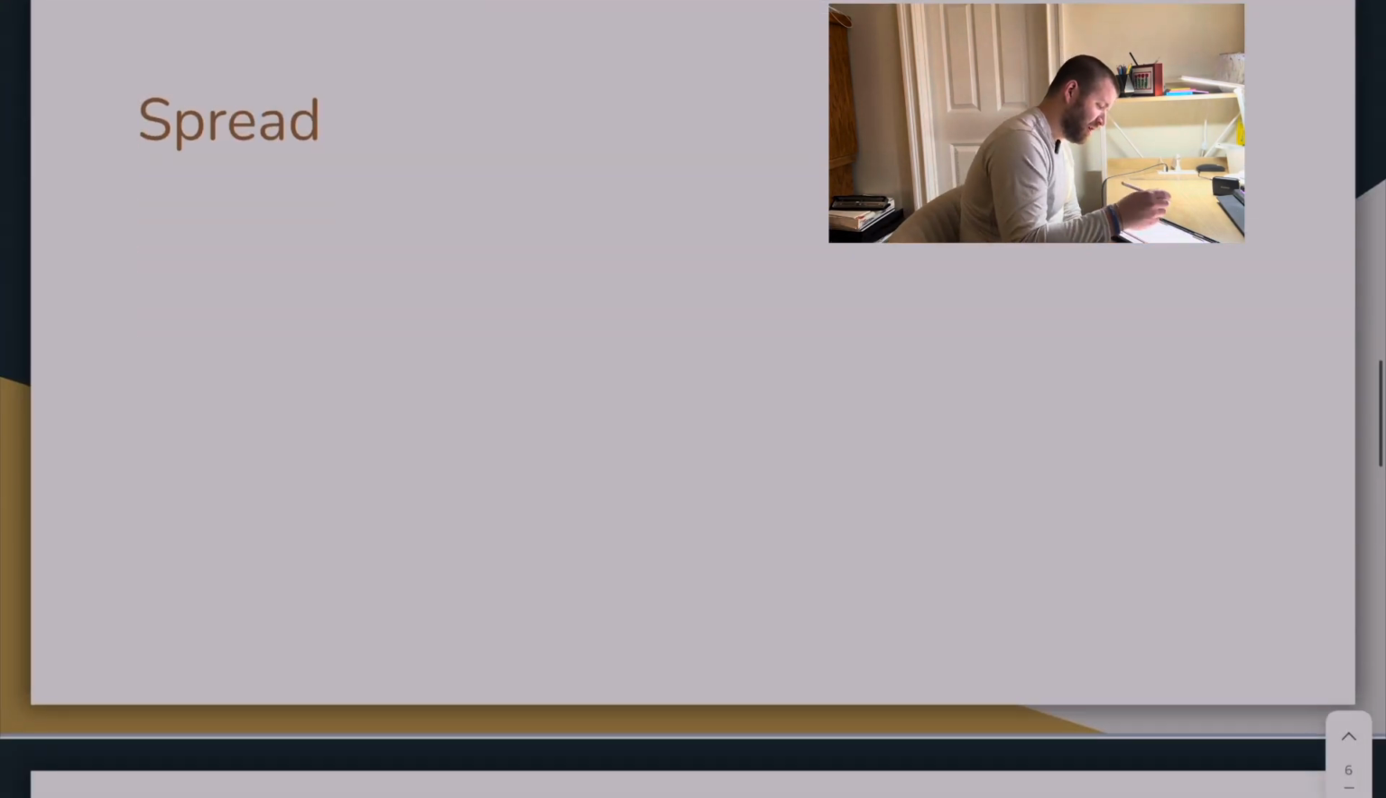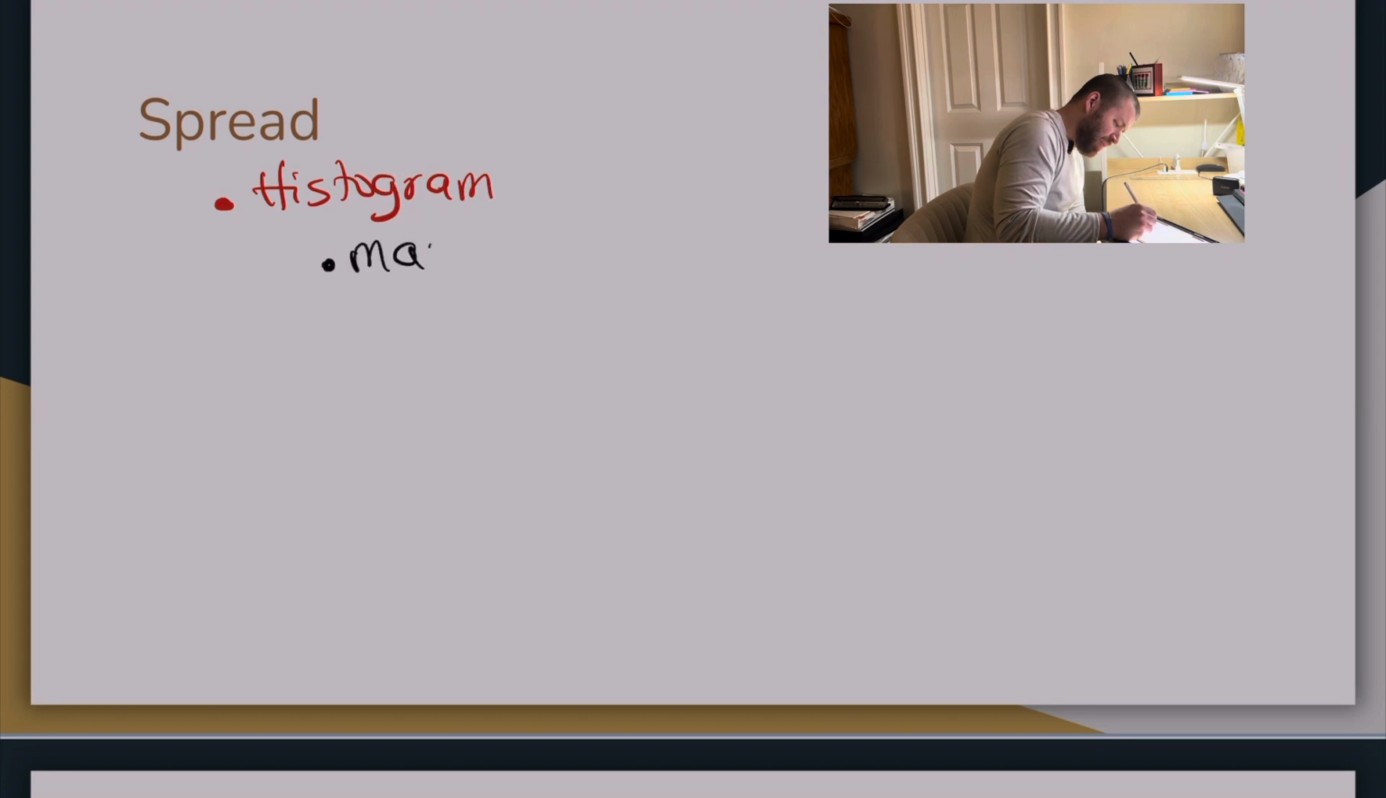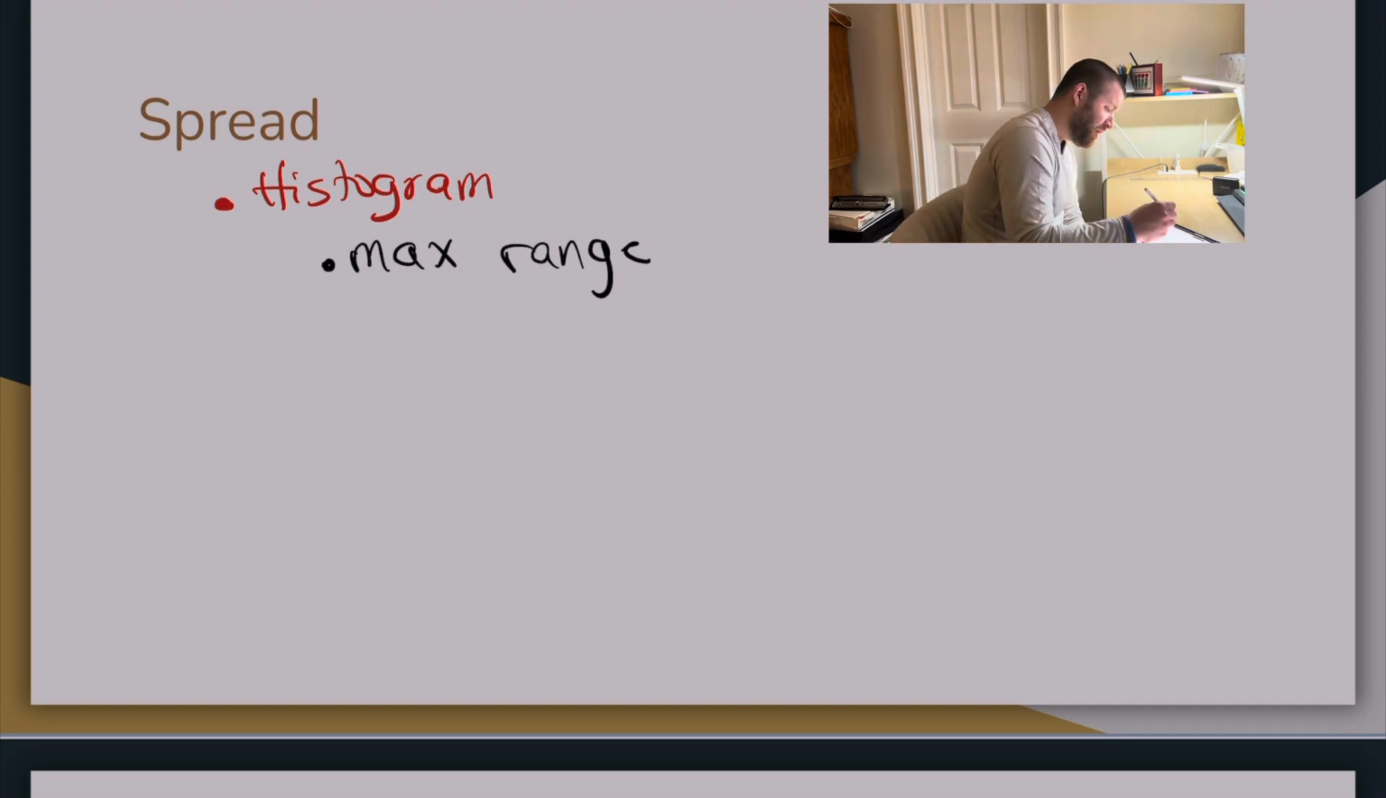And now, the last thing for spread, we have a couple of options. With a histogram, I tend to go with the maximum range. So I take the highest point of the last interval and the lowest point of the first interval and subtract them. The word maximum here counts as your non-deterministic language. Very simple.